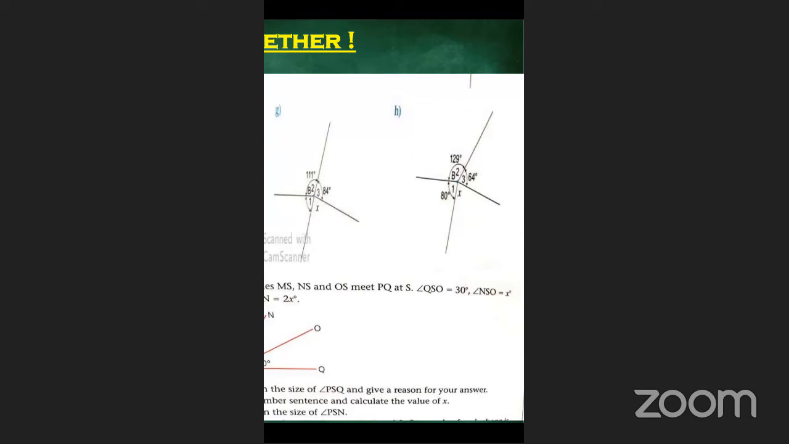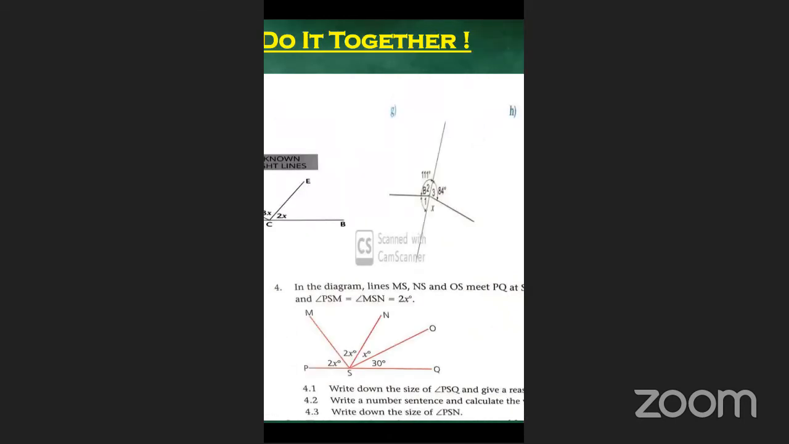The last question is, write down the size of PSN. So where is PSN? PSN. So guys, there in the comments, can you please tell me how many angles are there in PSN? How many angles do you see there? PSN. There by PSN. How many?